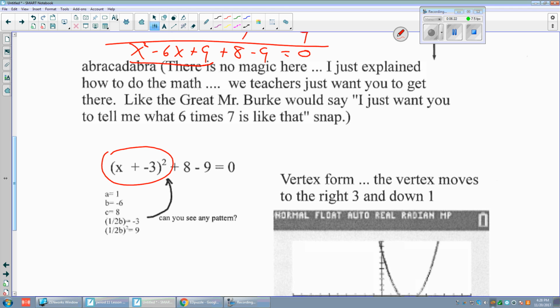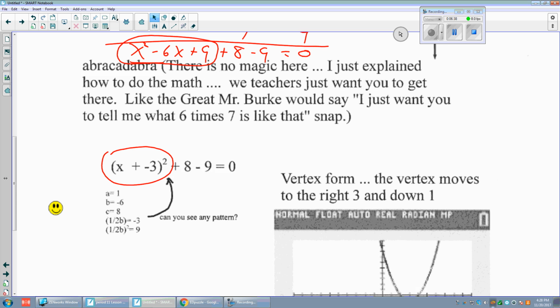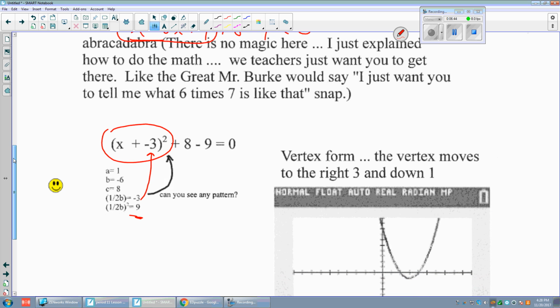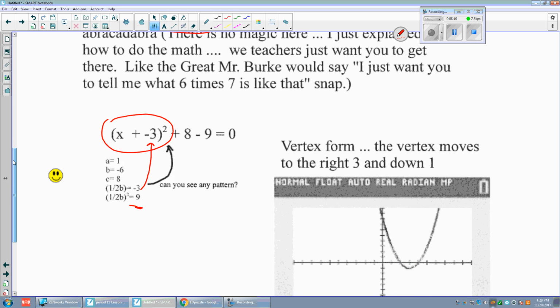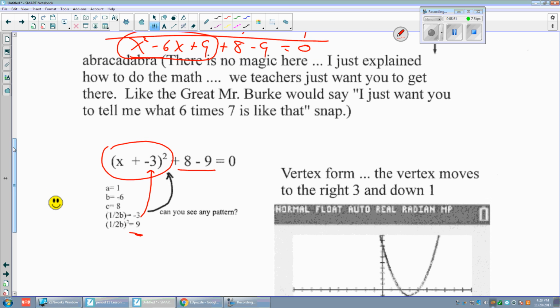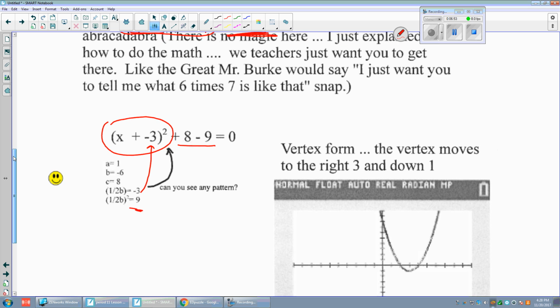I take this part. See it? X squared minus 6x plus 9. I take that part and I factor it. Can we see any pattern? I started off with a half b. I put the half b inside, half b squared, sorry. And now that's just the half of b, not magic. The plus 8 minus 9 stayed. Plus 8 minus 9.